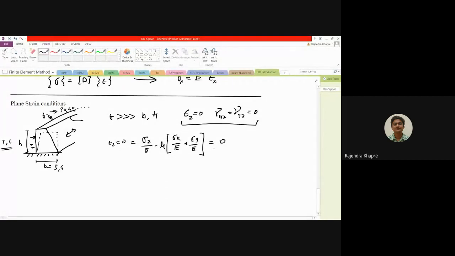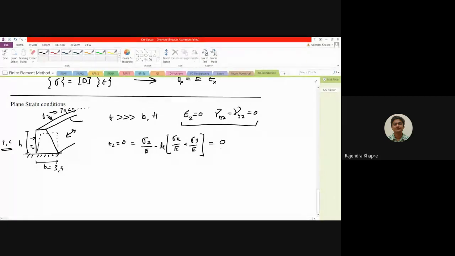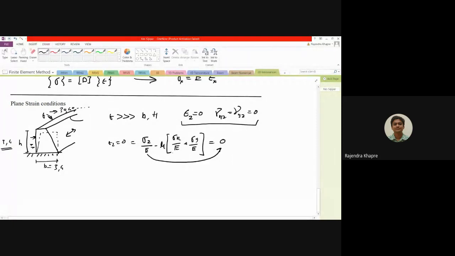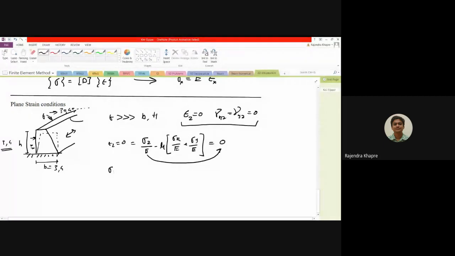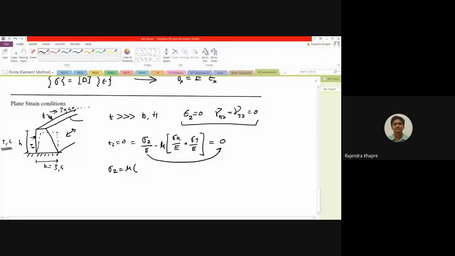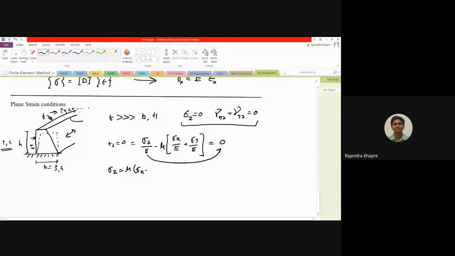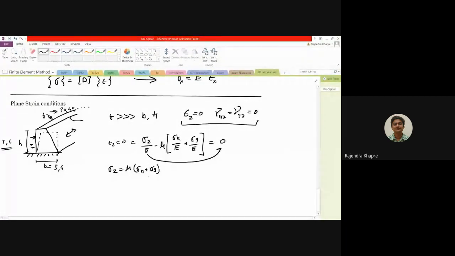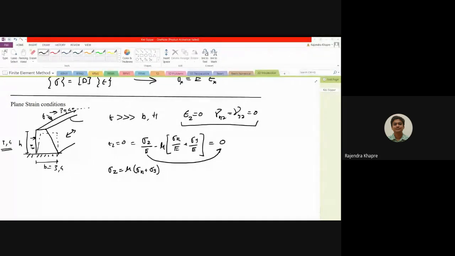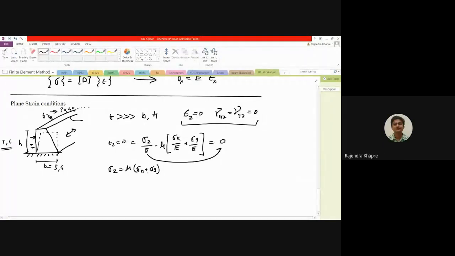Now what I can do over here is transfer this term over here, and then I can cancel the value of E, because E will be constant. If you solve this expression, what you are going to get is sigma z is nothing but mu times sigma x plus sigma y. Am I right? Is it correct? Yes, student, is it correct? Yes, sir. So I am getting one expression. Let us call this expression number 1. So sigma z can be calculated as mu times sigma x plus sigma y.